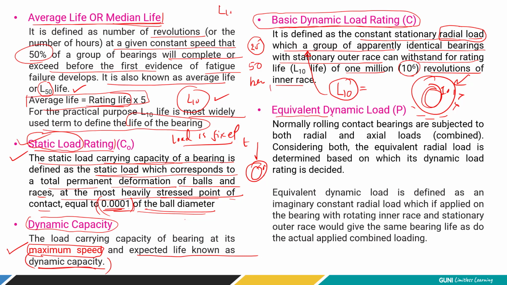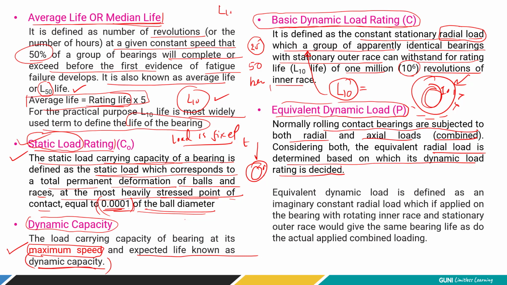Equivalent dynamic load P. Now normally the rolling contact bearings are subjected to both radial and axial loads. You will see that if you happen to get a chance to see how the bearing is actually fitted and how it works, right? So normally it is subjected to both kinds of load combined together. So considering both, the equivalent radial load is determined, based on which its dynamic load rating is decided.